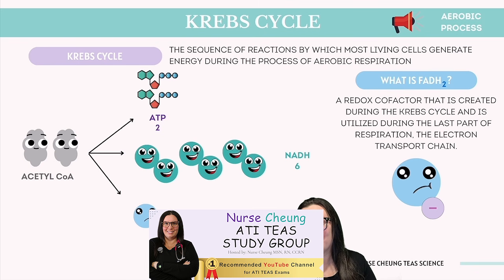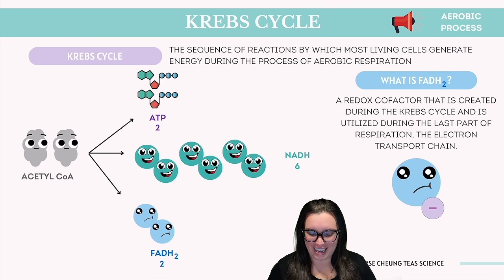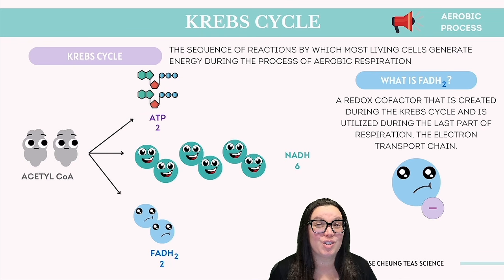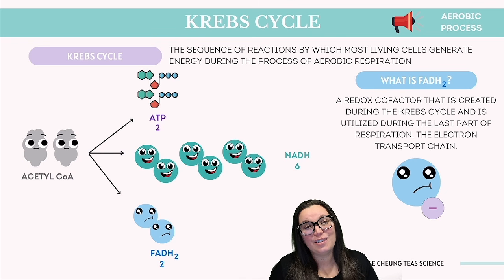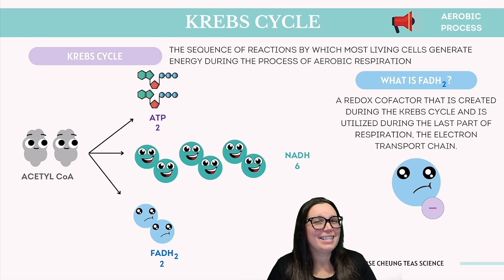In terms of energy yield, we're going to get a couple different things. We're going to get ATP, at least 2 of those. We're going to get 6 more NADH, but now we're going to get 2 FADH2 too. Just like with NADH, FADH2 is also a coenzyme that's involved in transferring electrons. It's mainly utilized as the last part of respiration through the electron transport chain.